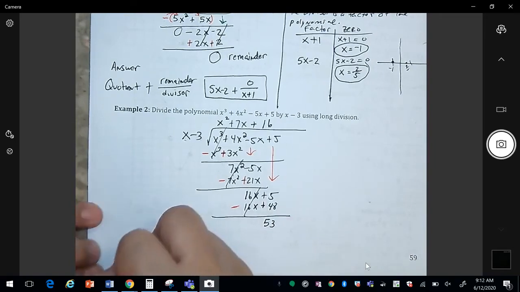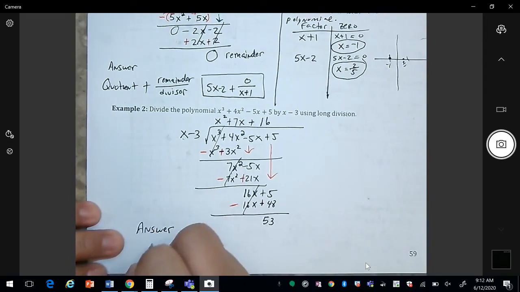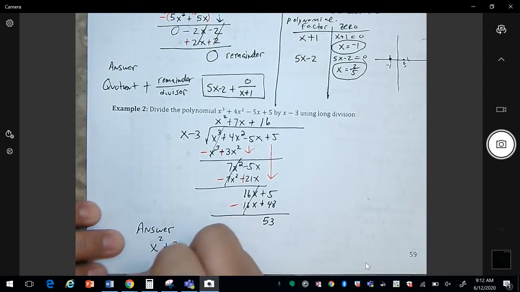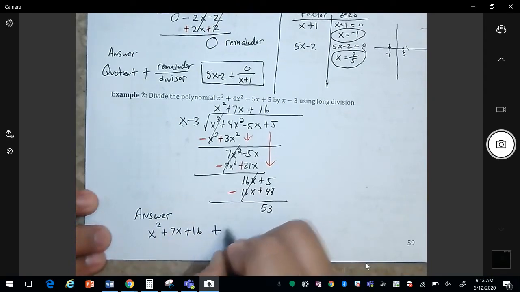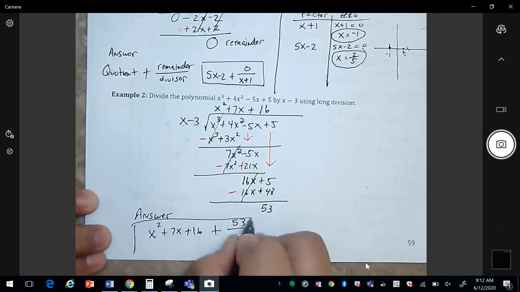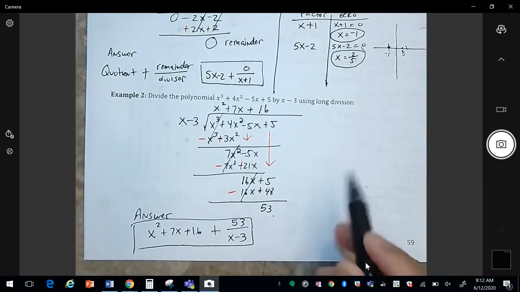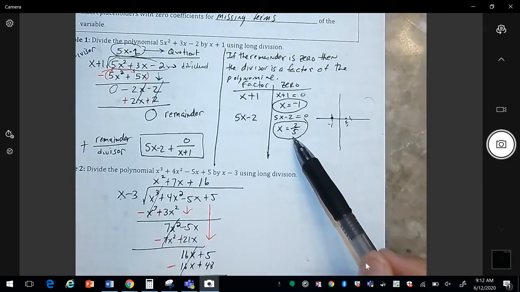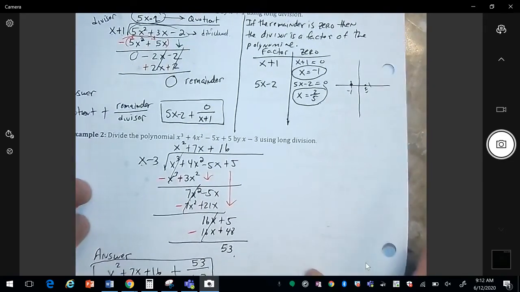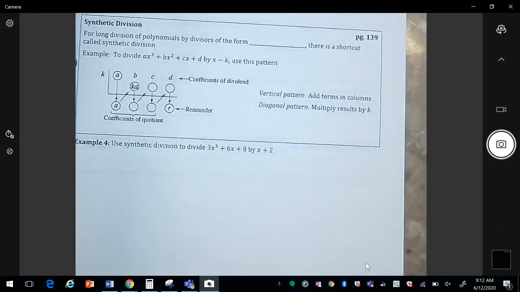So our answer is our quotient, which is x squared plus 7x plus 16, plus the remainder of 53 divided by our divisor. Since we didn't get the remainder to be 0, we cannot find the actual zeros. Go to the next page.